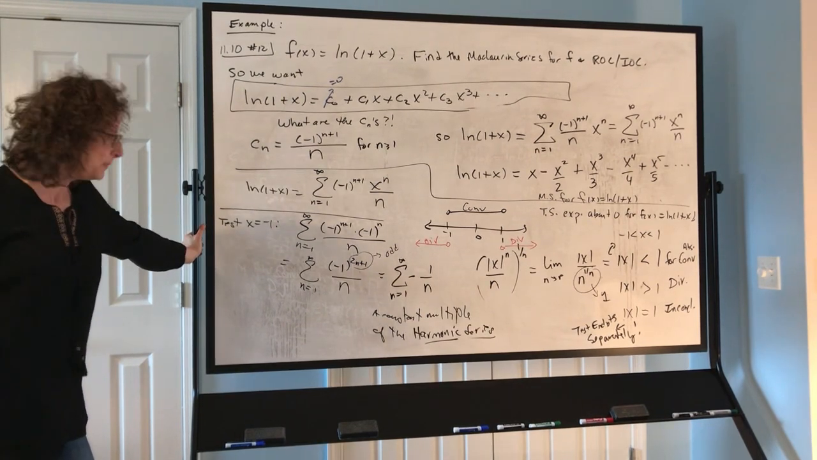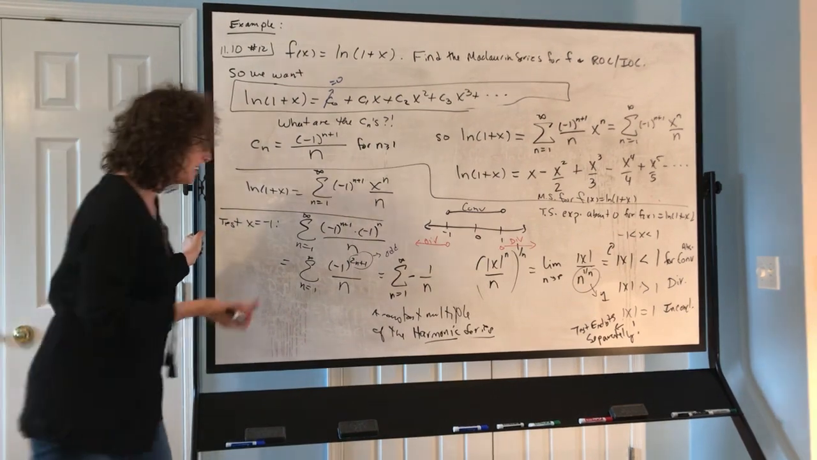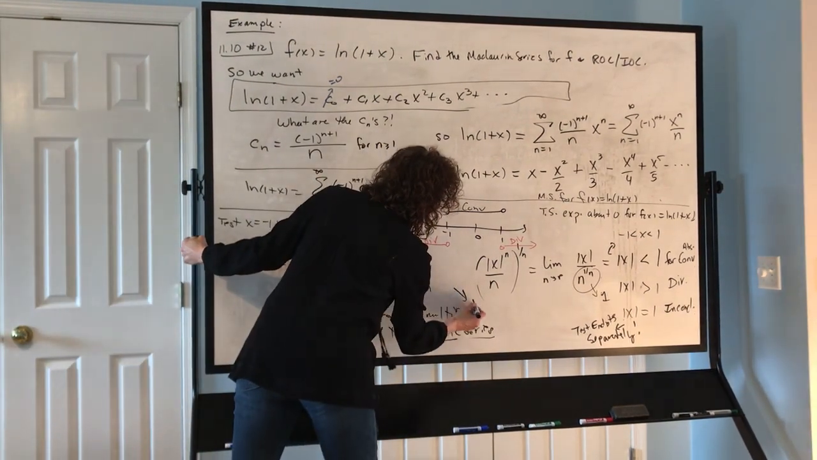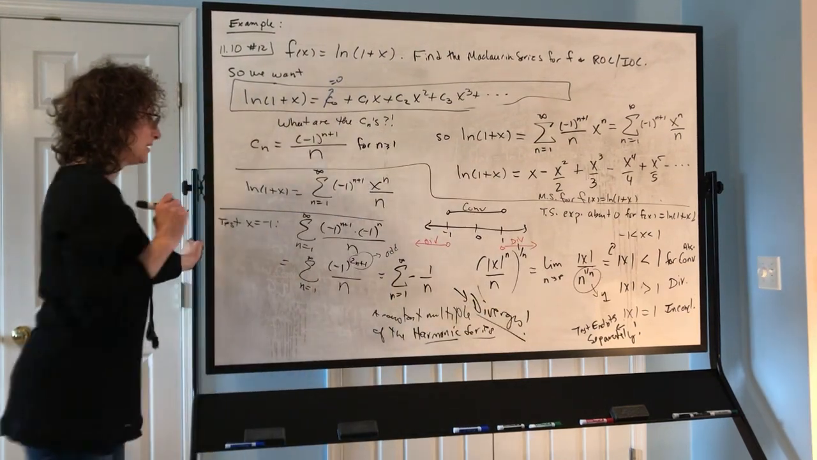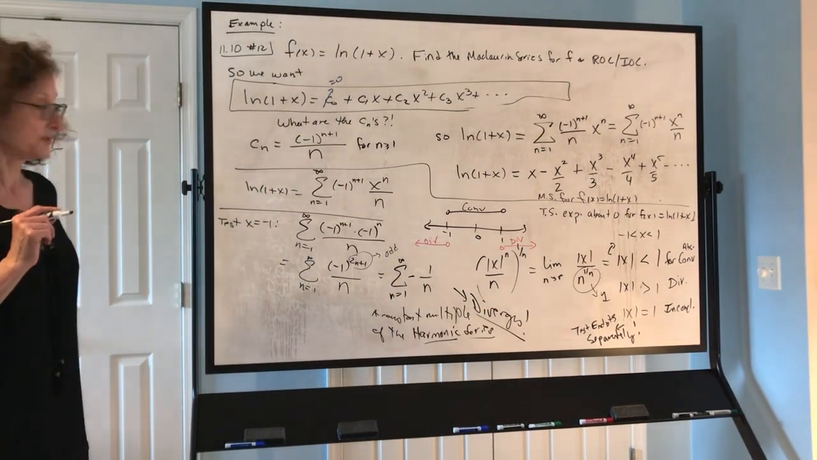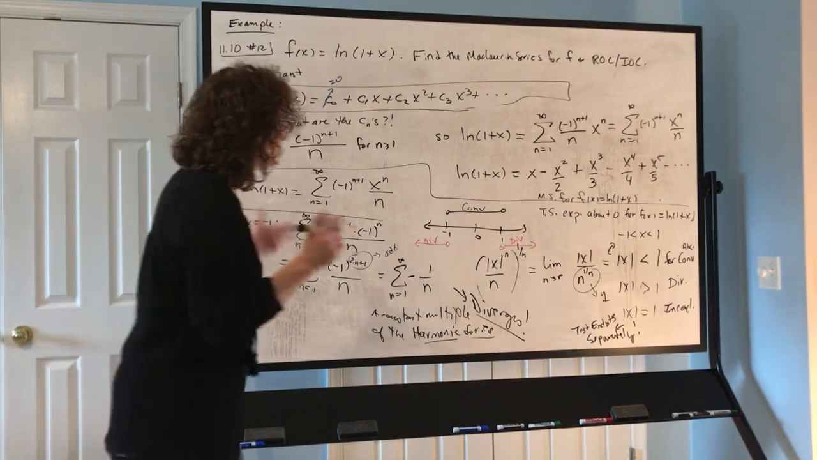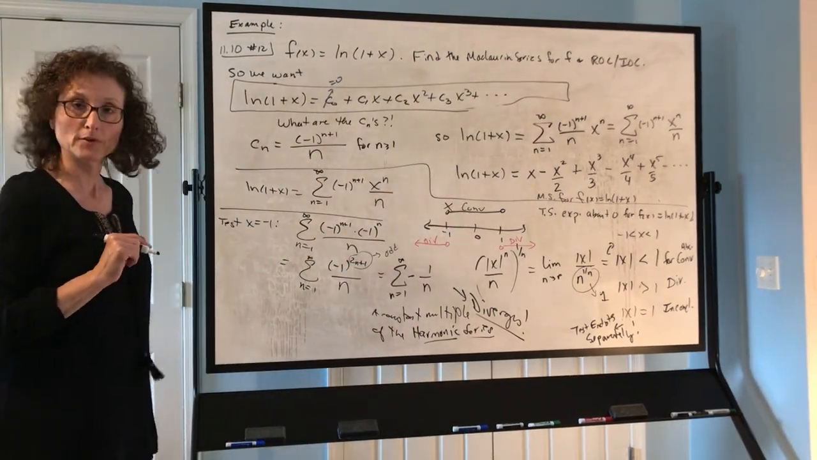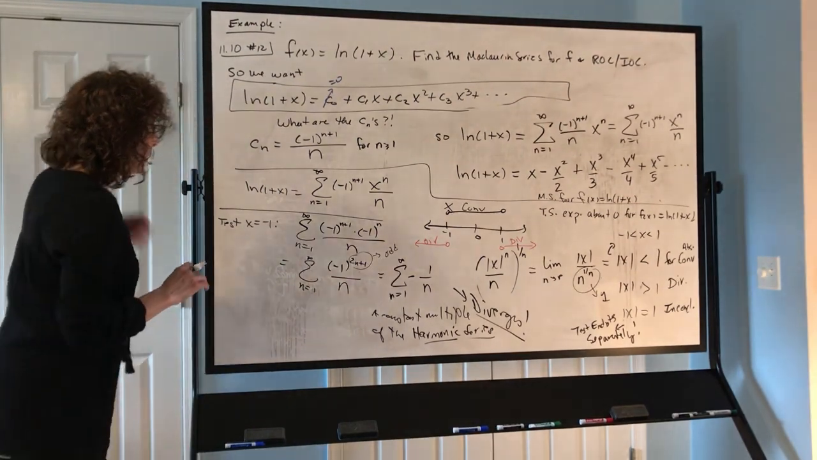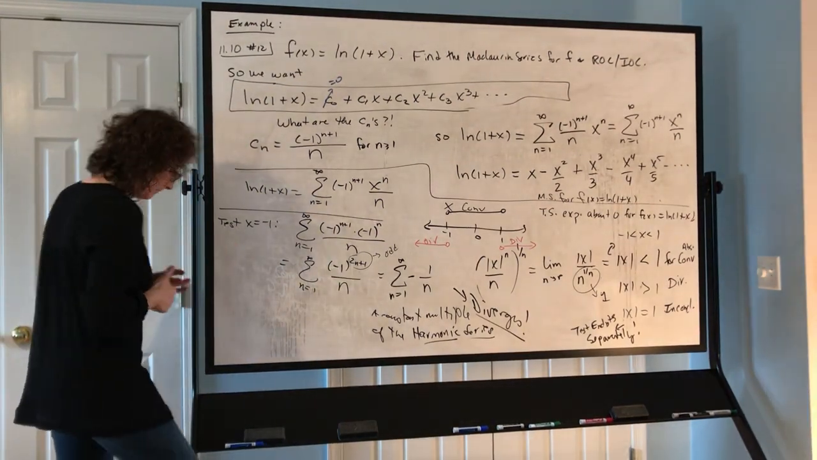What do we know about p-series when p is 1? The harmonic series diverges. Right? So since the harmonic series diverges, a constant multiple of the harmonic series diverges. So as expected, that guy is out of our interval of convergence. Okay? What about x equals 1?